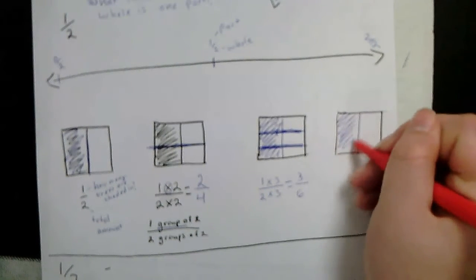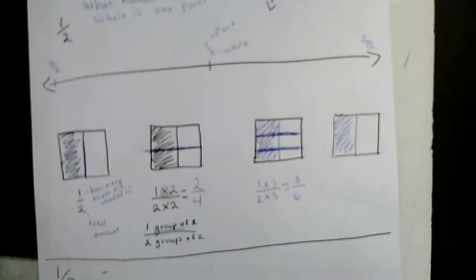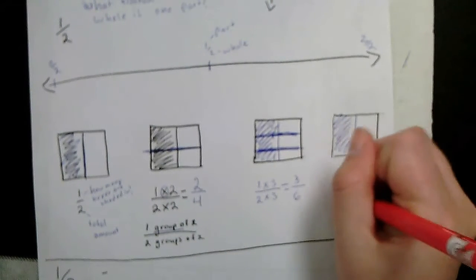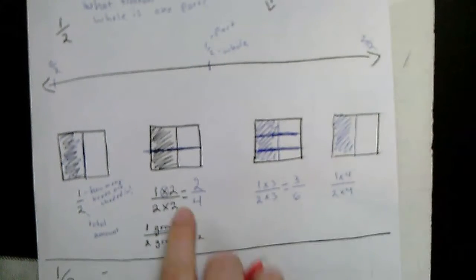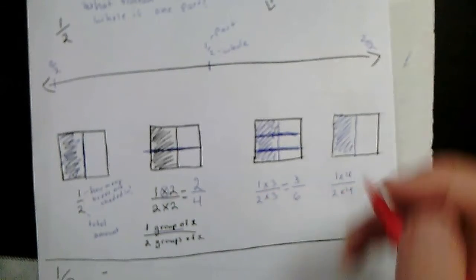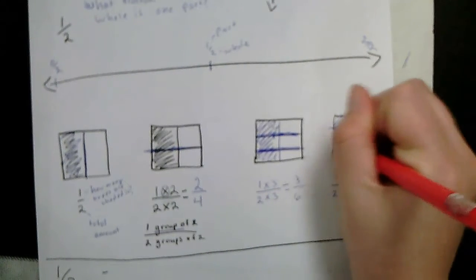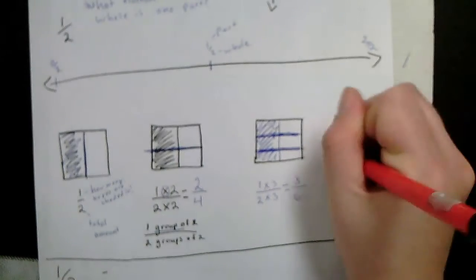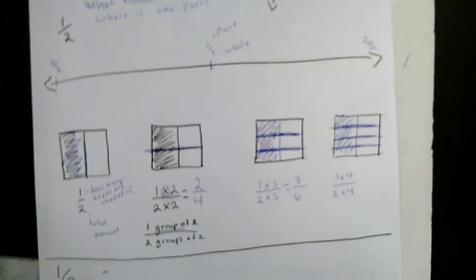So I start with my half, just like I did over here, except now I want to think about, well, if I have a half, what happens if I break it into groups of 4? And do you see I'm increasing the number here? We have groups of 2, groups of 3, and now we have groups of 4. So I'm going to horizontally, so sideways, break this into groups of 4. So now I have 1, 2, 3, 4 groups.